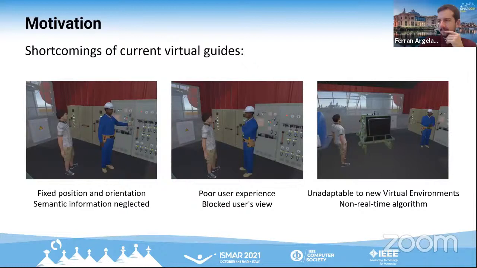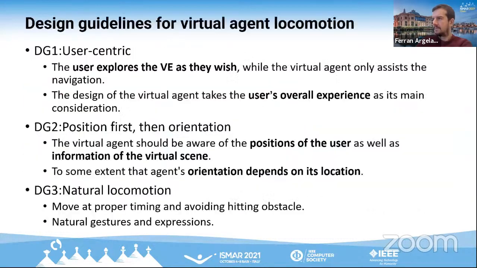Our motivation for proposing a new adaptive positioning algorithm for virtual guides was that most of the current virtual guides had the following three shortcomings. Some of them had a fixed position and orientation, and didn't consider the semantic information of virtual scenes. Some of the virtual guides didn't pay due attention to the user's experience and blocked the user's view. Some of the virtual guide positioning algorithms require tuning if a new virtual environment is adopted, and couldn't calculate the virtual guide's position in real time for a new virtual environment.